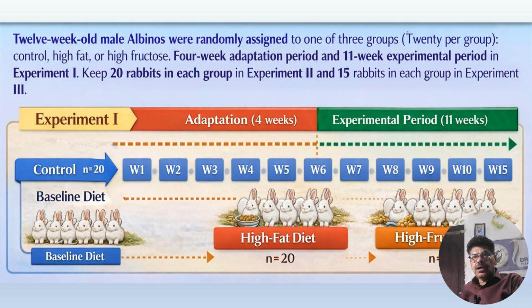So 12-week-old male albino rabbits were randomly assigned to one of three groups, 20 per group: control group, high fat group, and high fructose group. So a 4-week adaptation period and an 11-week experimental period was kept, and 20 rabbits in each group in experiment 2 were also kept. In experiment 3, 15 rabbits in each group were kept so that we can see the impact of the diets.